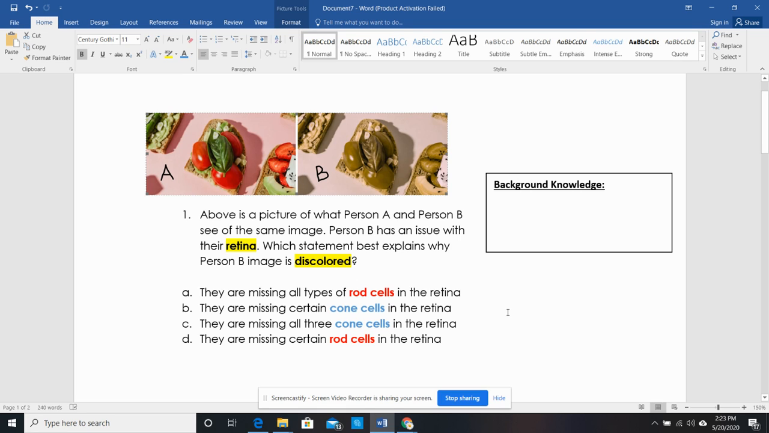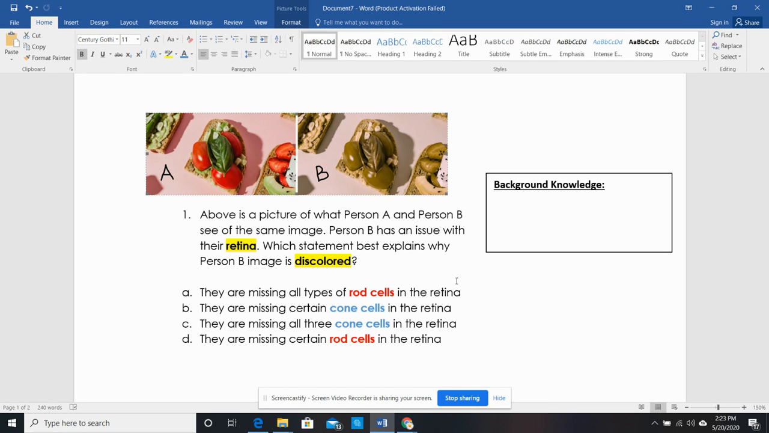Hey guys, so I'm just gonna go over the highest leverage question in the warm-up that you just completed, which is question number 1 that was dealing with this image with person A and person B. The question said, above is a picture of what person A and person B see of the same image. Person B has an issue with their retina. Which statement best explains why person B's image is discolored?